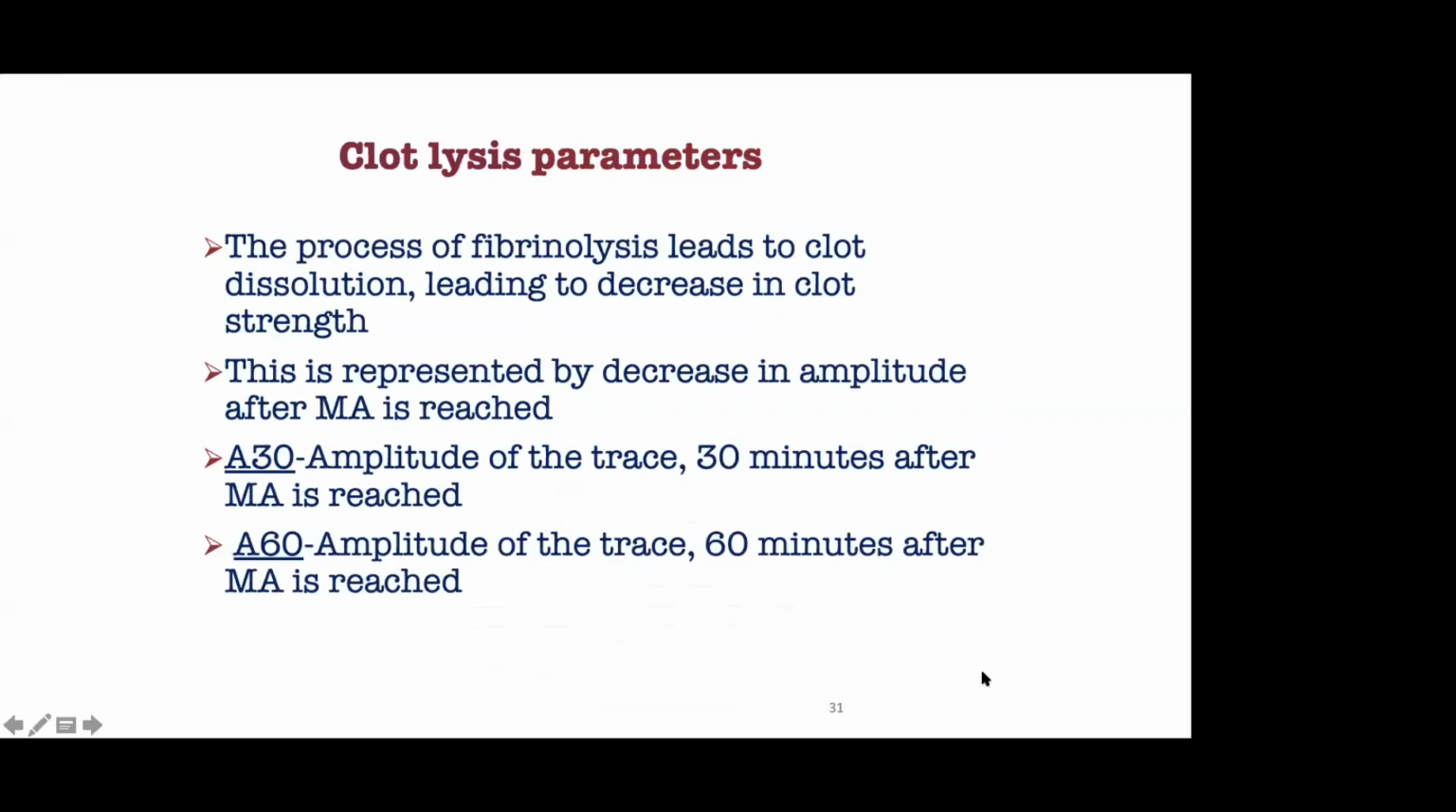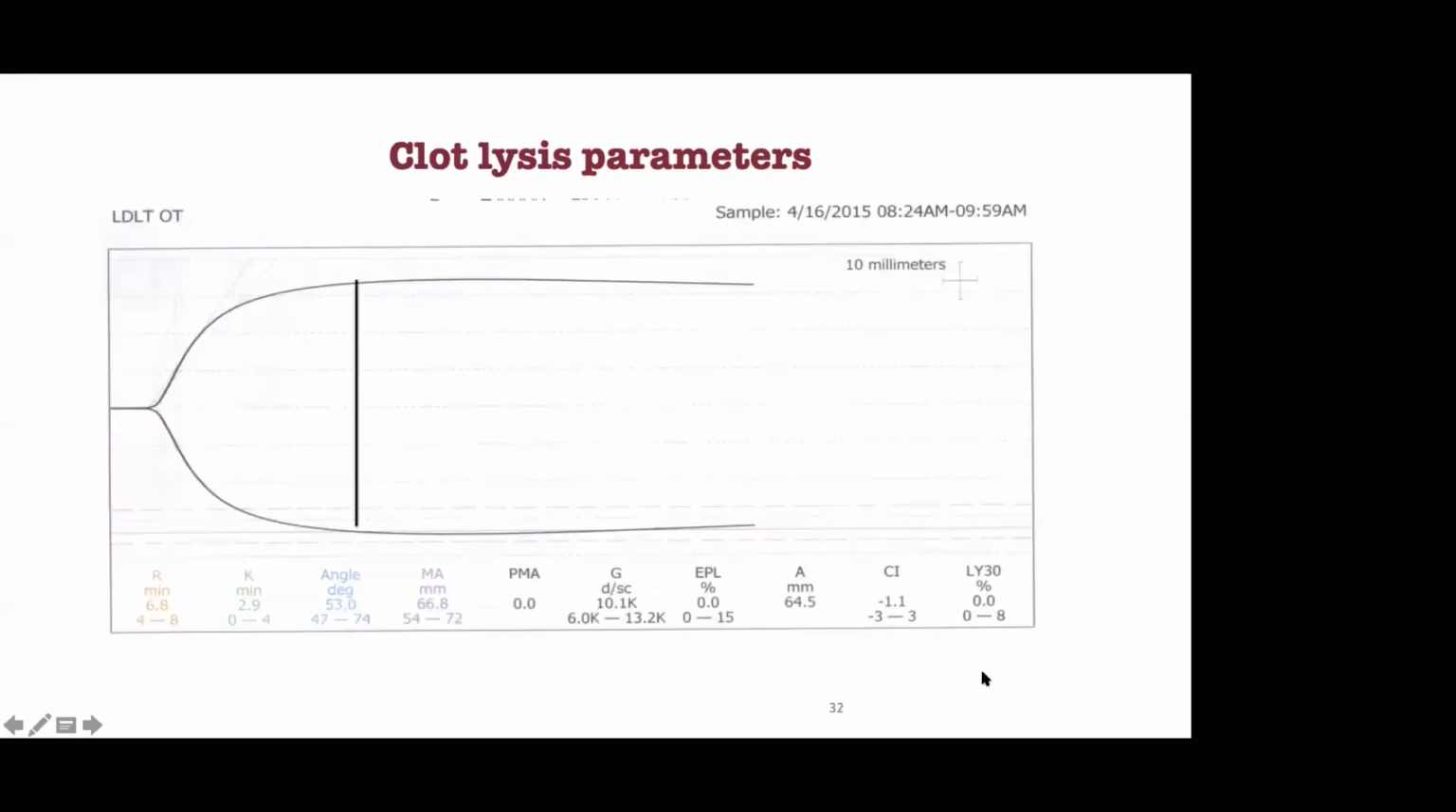The process of fibrinolysis leads to clot dissolution, leading to a decrease in the clot strength. This is represented by the decrease in the amplitude after maximum amplitude is achieved. A30 is the amplitude of the trace 30 minutes after the maximum amplitude is achieved, and A60 is the amplitude of the trace 60 minutes after the maximum amplitude is achieved. So this is the maximum MA, this is MA, this is A30, and this is A60. So once maximum amplitude is achieved, what is the amplitude of the trace after 30 minutes and after 60 minutes?